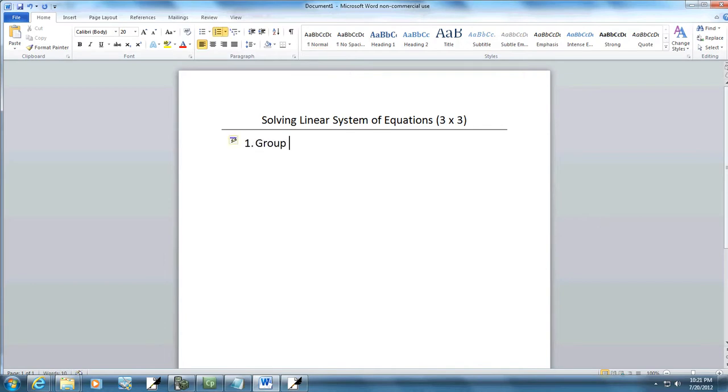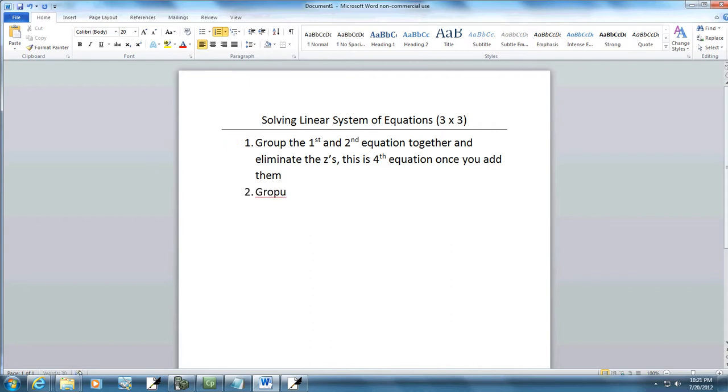Group the first and second equation together and eliminate the z's. Now this is the fourth equation once you add them. Actually, that's probably implied.